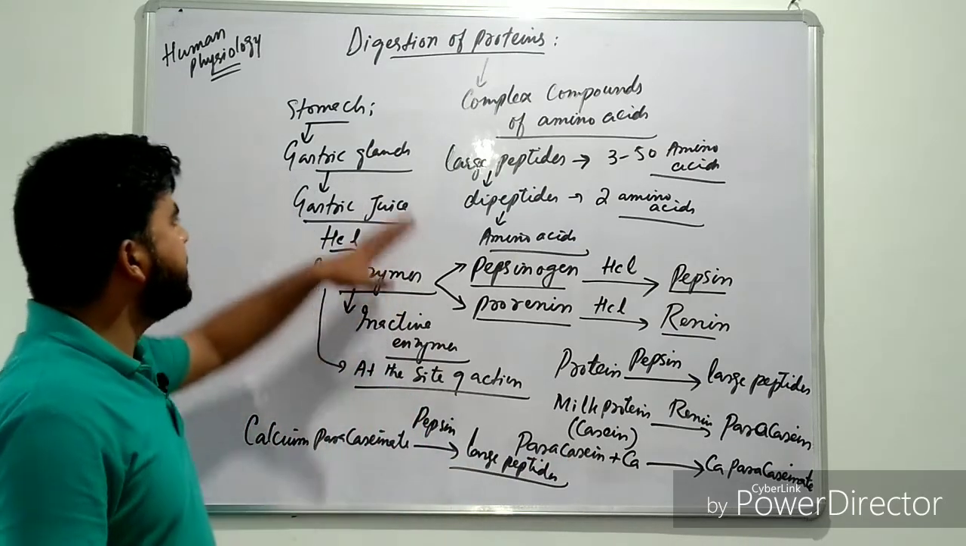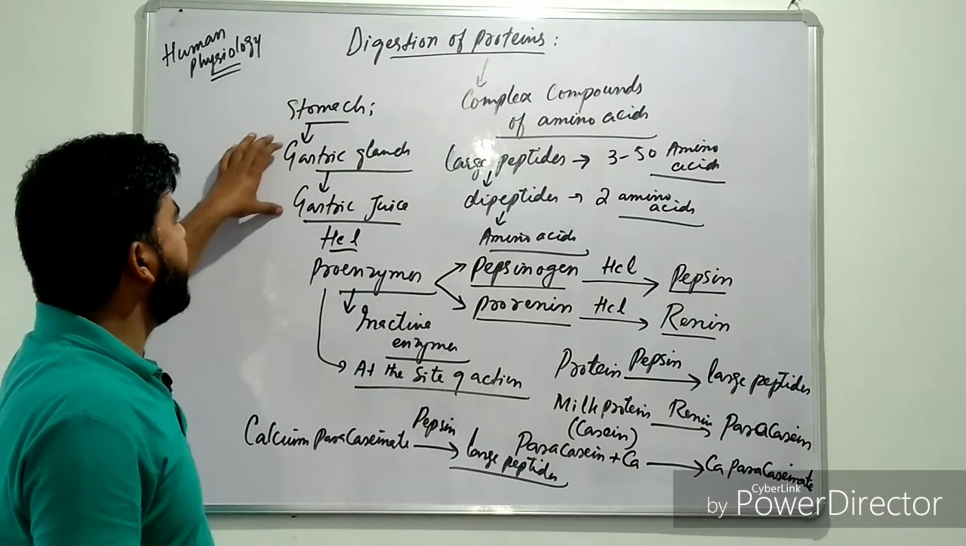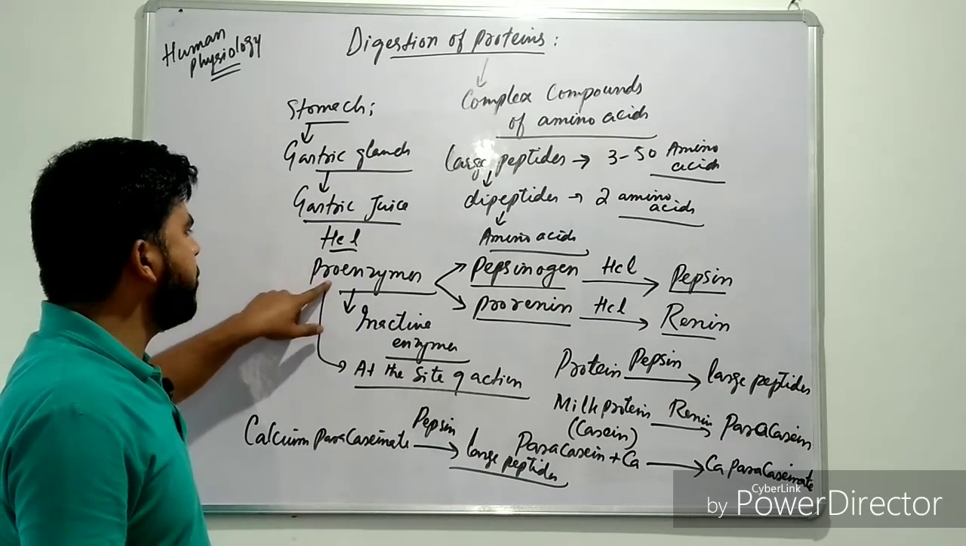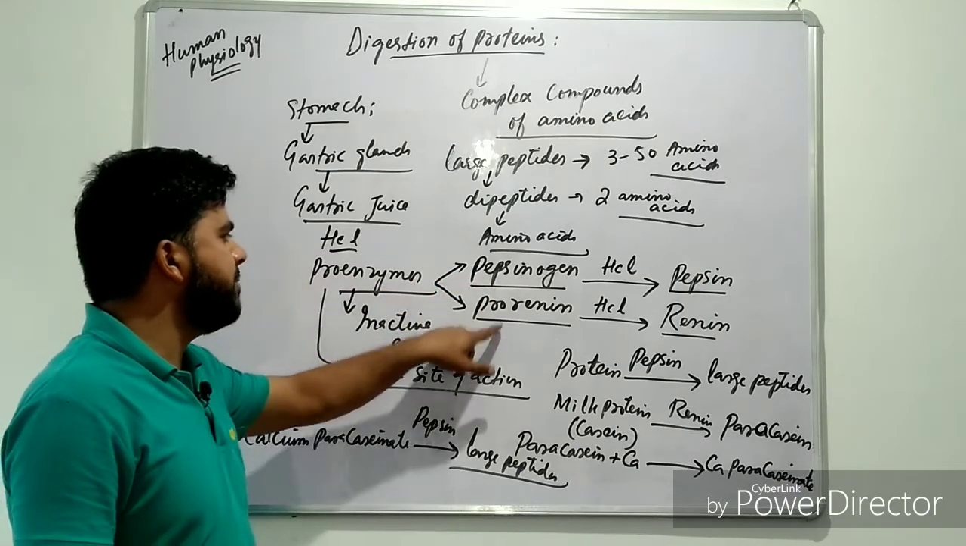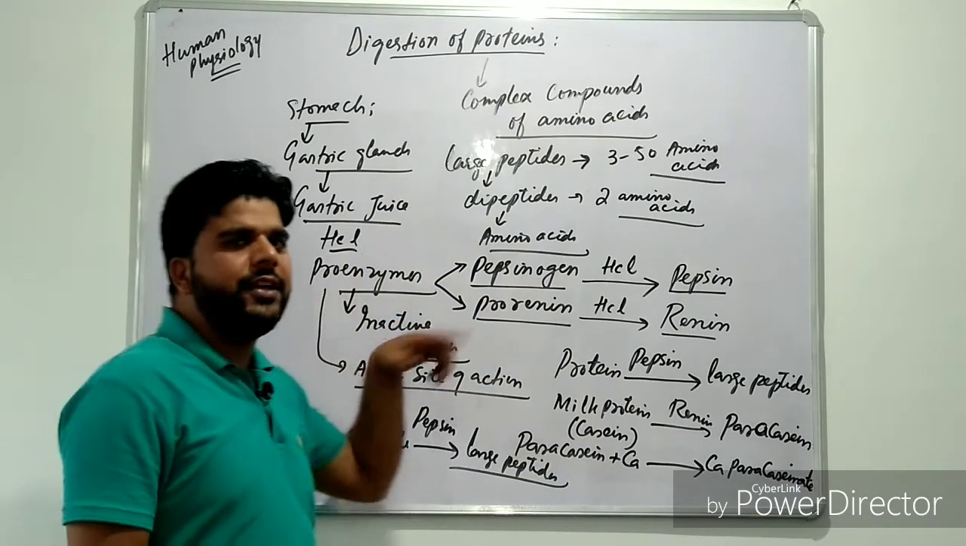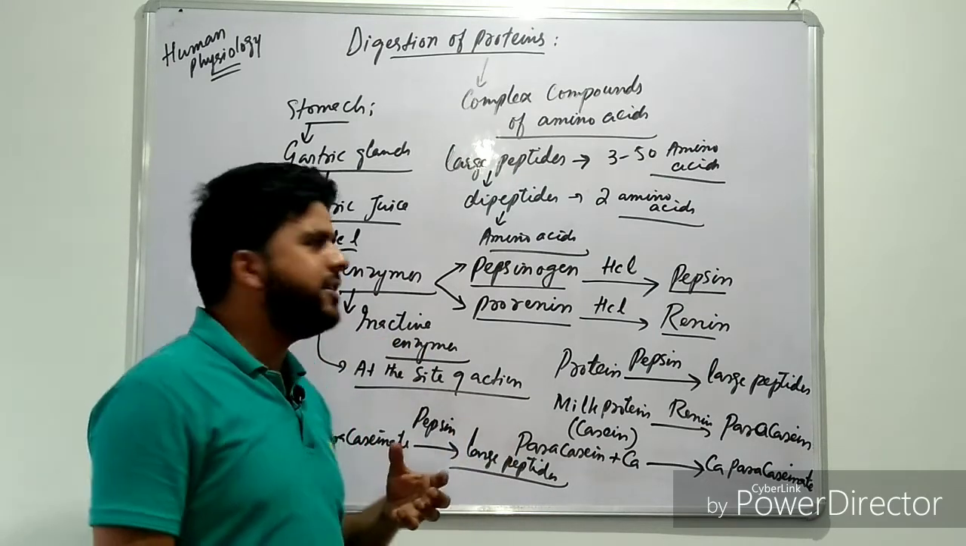So what actually happens in the stomach? We have got the gastric glands of the stomach that produce gastric juice, and gastric juice contains HCl and proenzymes. Two proenzymes, pepsinogen and prorenin. What does this HCl do? It has got the antimicrobial activity. It will kill the microbes present in the food.